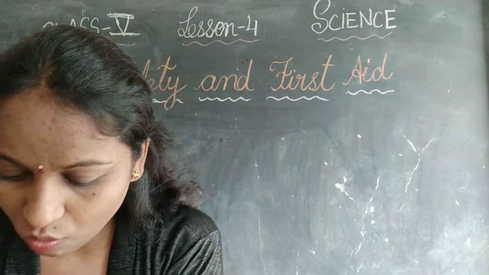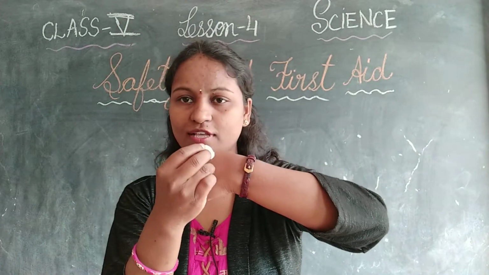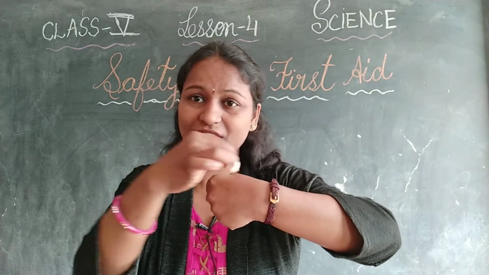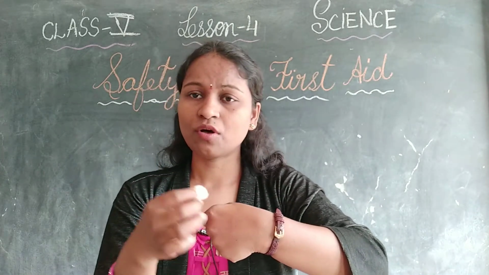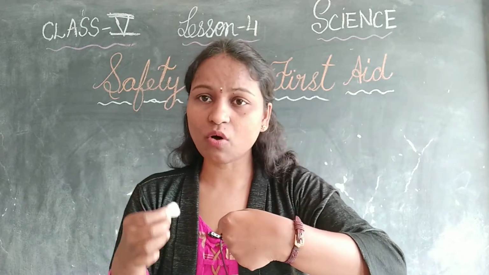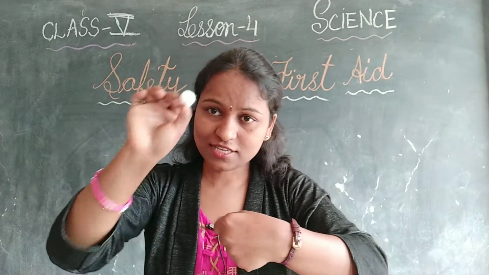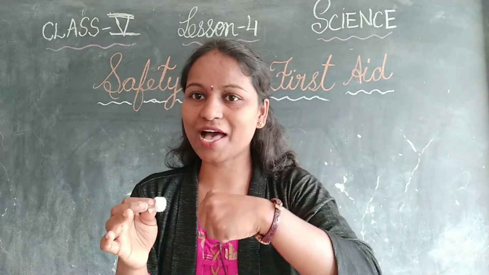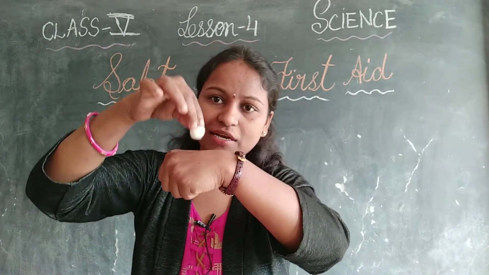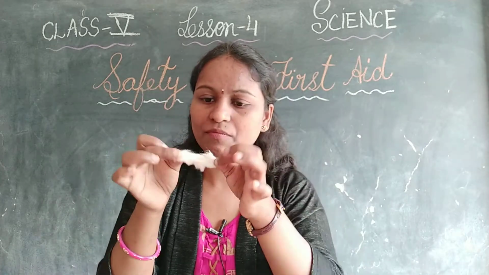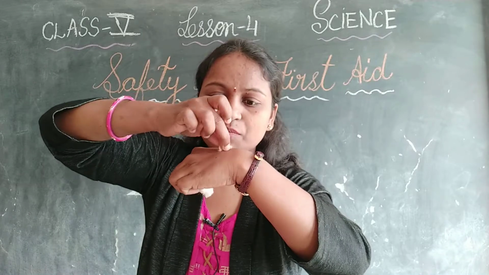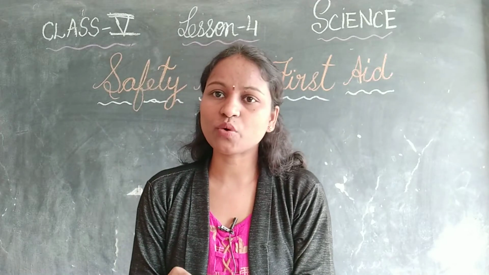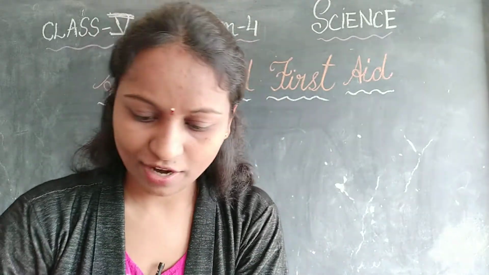Please don't keep rubbing, because germs are already present there, so we can't rub it, and moreover the patient or the victim will feel more pain. Just take the surgical spirit and dip the cotton on the wound. On my hand there is no wound, but I'm just giving the demonstration. Just dip it like this, then take a cotton, keep whatever germs are there, and put it in the dustbin. That is the correct way to clean the wound. Children, I hope you have understood this.